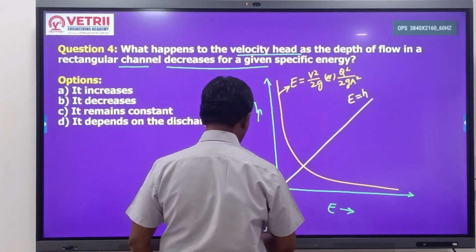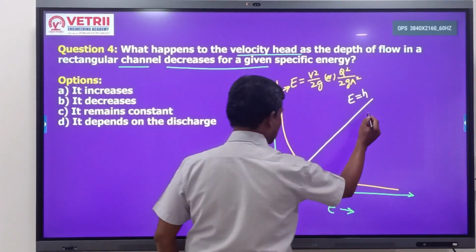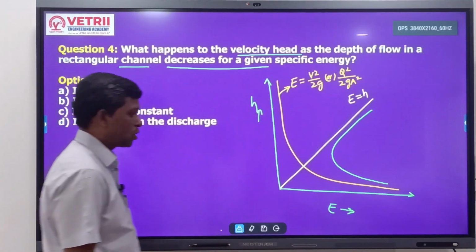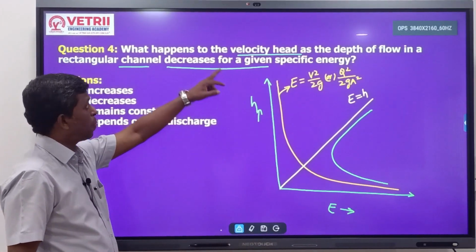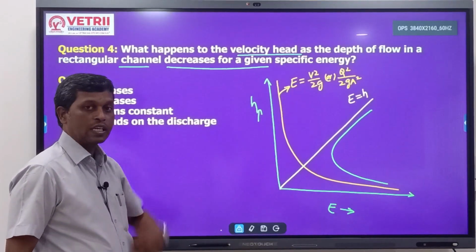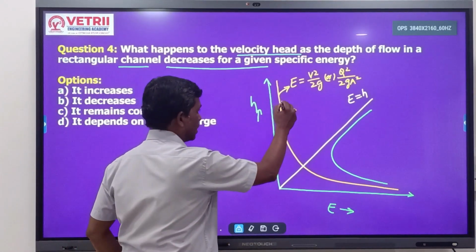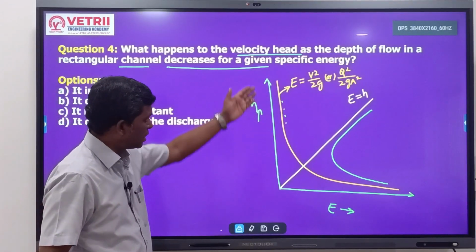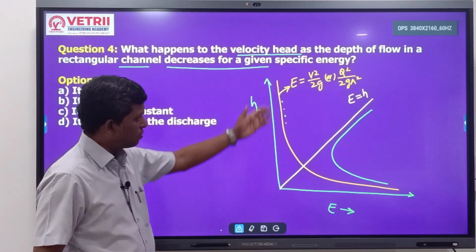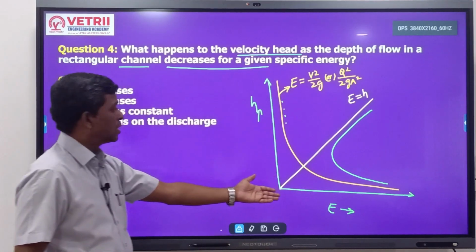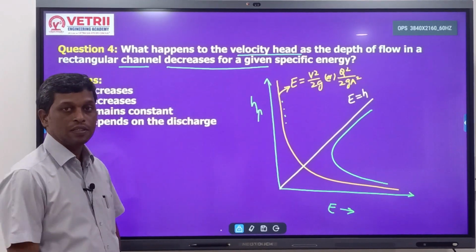So here we have already drawn this one as our specific energy curve. The question asked here is what is happening to the velocity head when the depth of flow decreases? Directly we can say, when the depth of flow is decreasing, this is the depth on the y axis, automatically the specific energy is increasing.